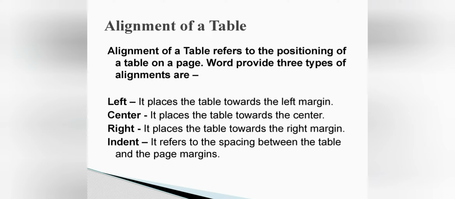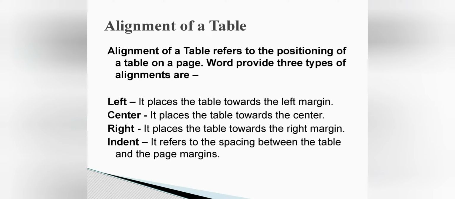So the first alignment option is left. It places the table towards the left margin. Center places the table towards the center. Right places the table towards the right margin. And the last one, which is not exactly an alignment position, places the table according to the page margin, and that is indent.